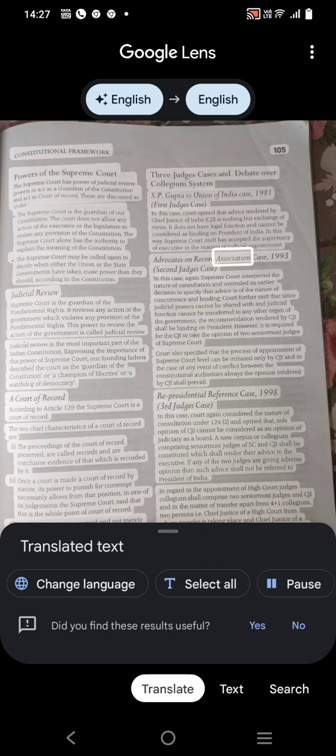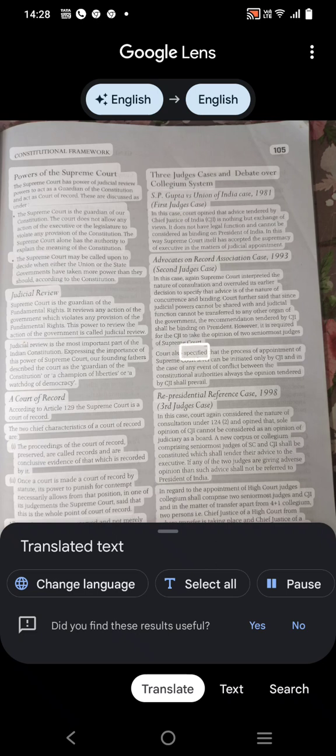Advocates on Record Association case, 1993. Second judges' case. Nature of consultation: the court overruled its earlier decision to specify that the advice is of the nature of concurrence. In this case, again, the Supreme Court interpreted the consultation, and further said that since judicial powers cannot be shared with, and judicial function cannot be transferred to, any other organ of the government, the recommendation tendered by the CJI shall be binding on the President. However, it is required for the CJI to take the opinion of the 2 senior-most judges of the Supreme Court.